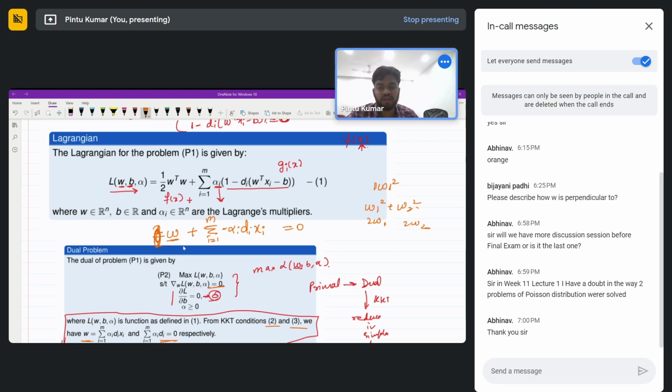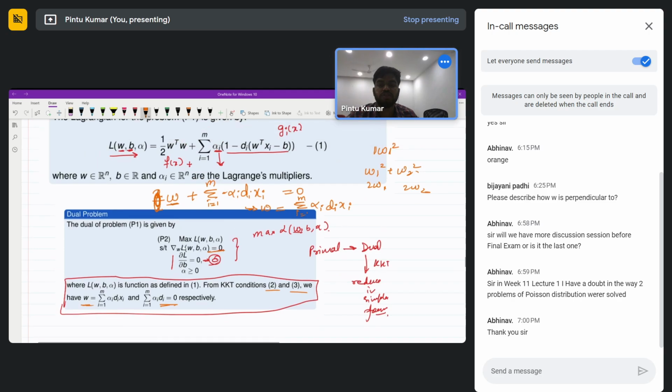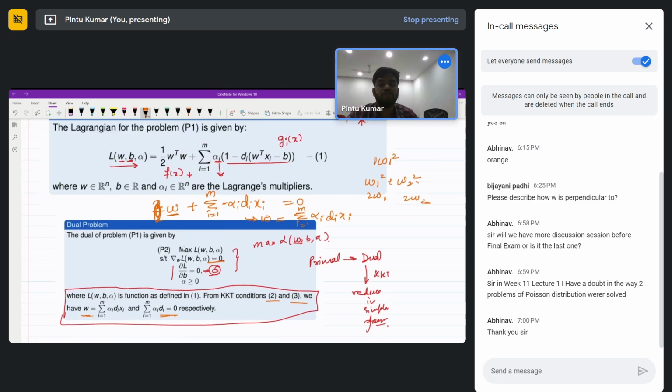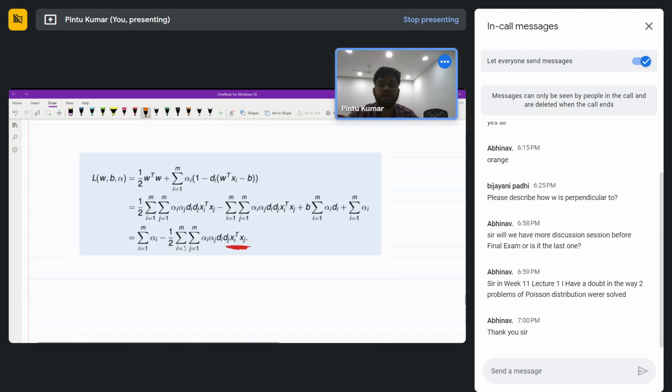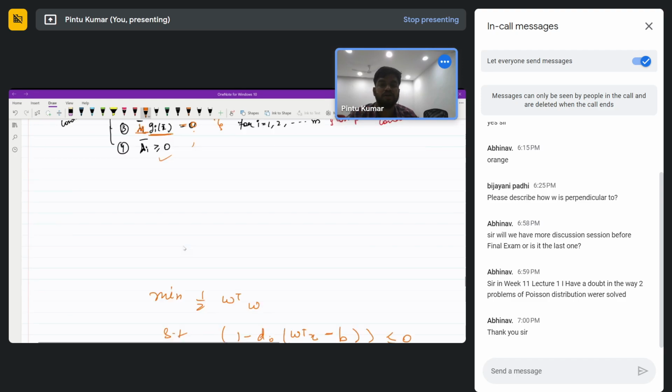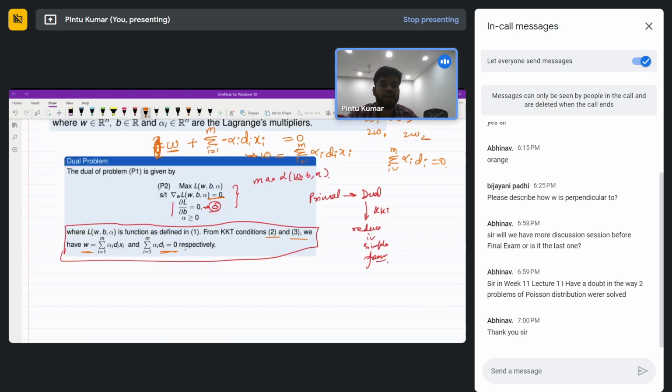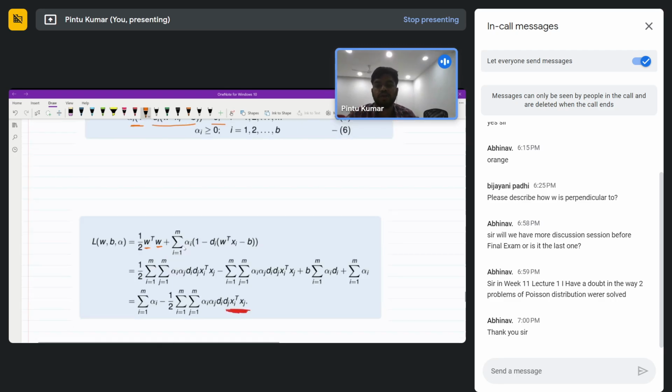So this would mean that my W is nothing but summation of alpha I di xi, I equal to 1 to m, okay? And if you just take its derivative with respect to b, then you get an extra condition that the summation over 1 to m of alpha I di is nothing but 0, okay? So they have just put this thing over here. In place of w, they have placed what we had, that alpha I di xi, okay?